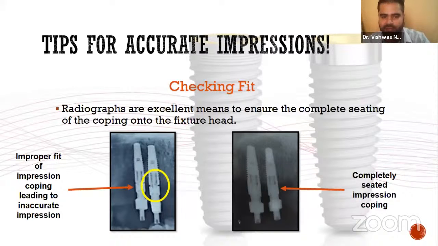So in the first image, we can see there's a gap between the implant body and the open tray impression coping, which was then correctly placed. And in the second image, we can see that the gap is not there.